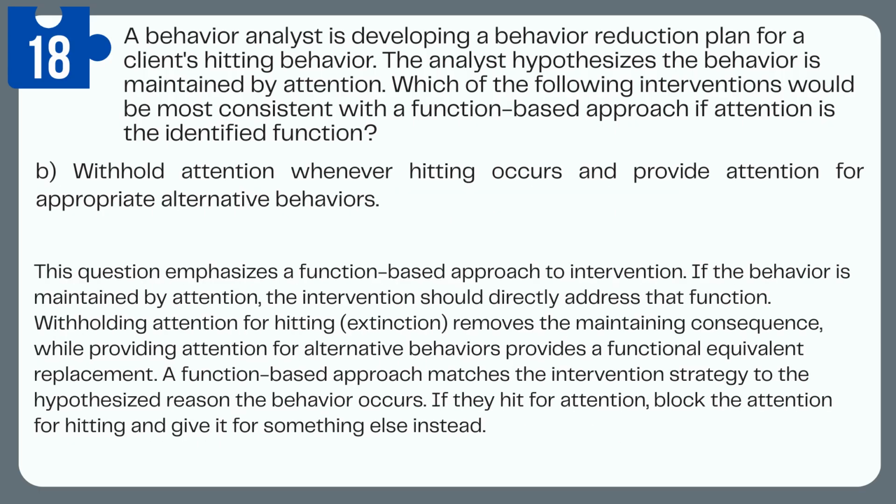Answer: B. Withhold attention whenever hitting occurs and provide attention for appropriate alternative behaviors. This question emphasizes a function-based approach to intervention. If the behavior is maintained by attention, the intervention should directly address that function. Withholding attention for hitting, extinction, removes the maintaining consequence, while providing attention for alternative behaviors provides a functional equivalent replacement. A function-based approach matches the intervention strategy to the hypothesized reason the behavior occurs. If they hit for attention, block the attention for hitting and give it for something else instead.